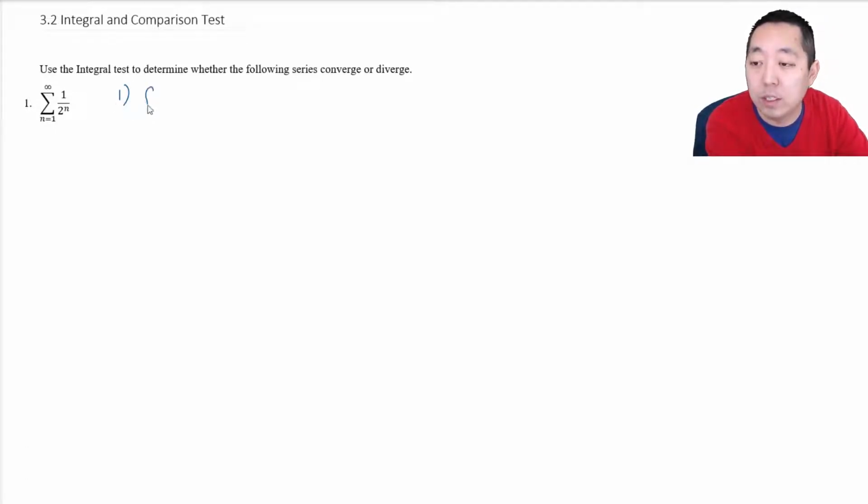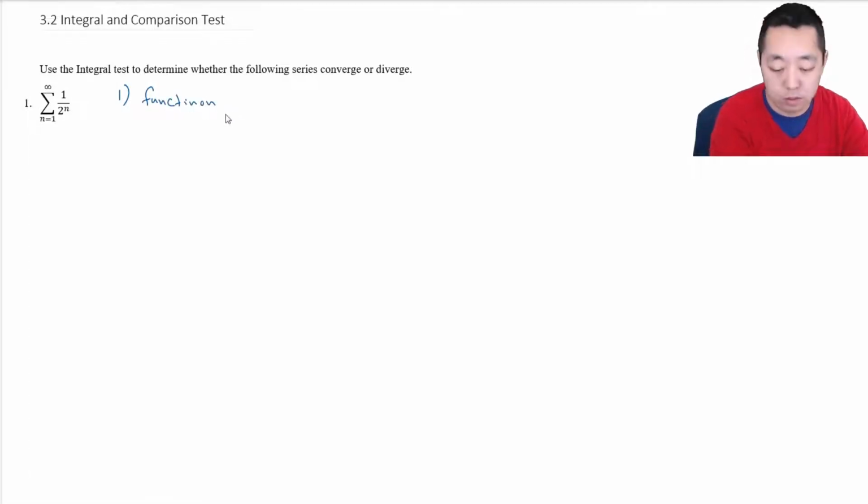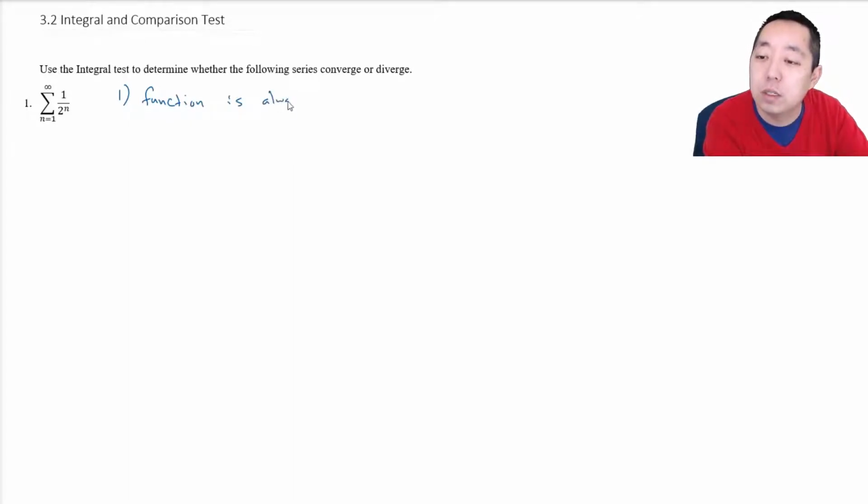the function must be decreasing. It's always decreasing. And two, not the function, but the series, the series is always positive.